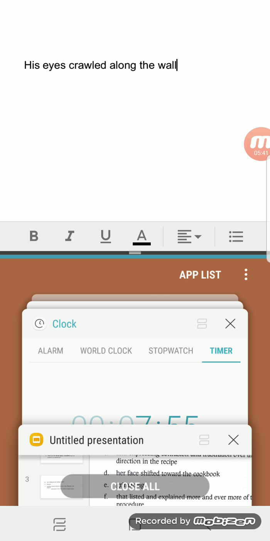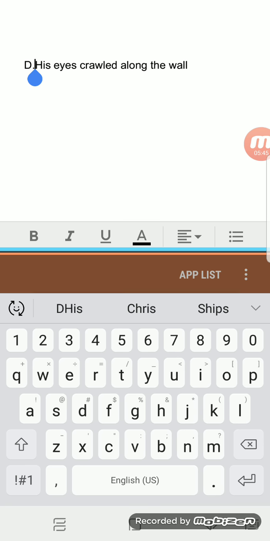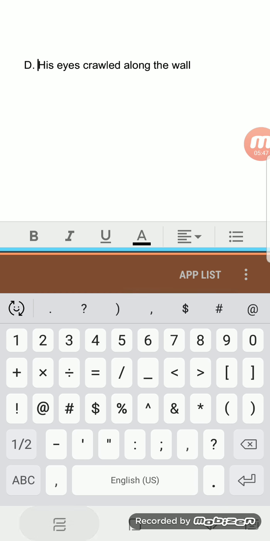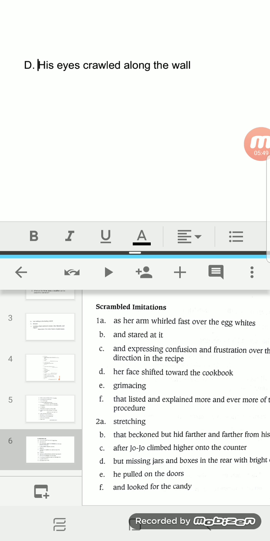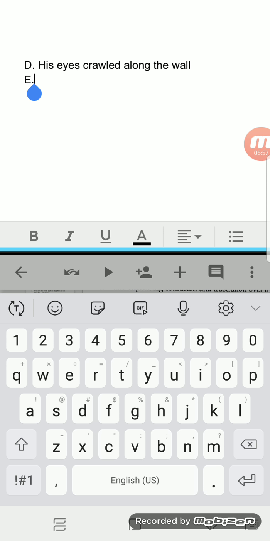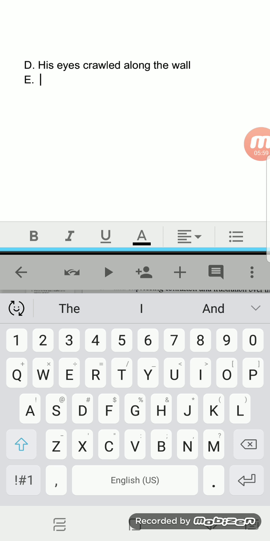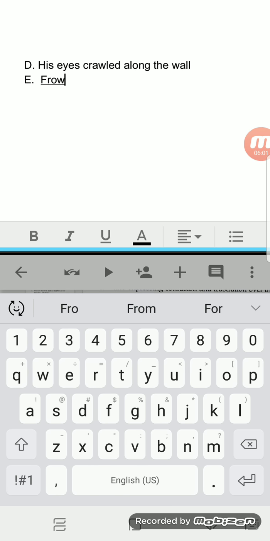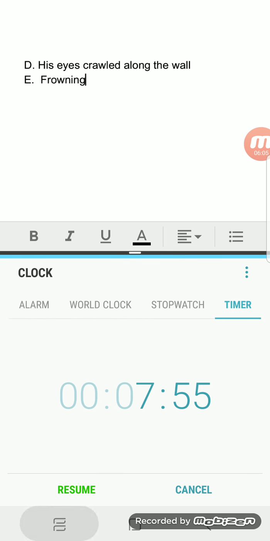All right. Now let me see what other elements. So that's an element. Now I have grimacing. So now I'm going to think about what my main is. Frowning. All right. Going back.